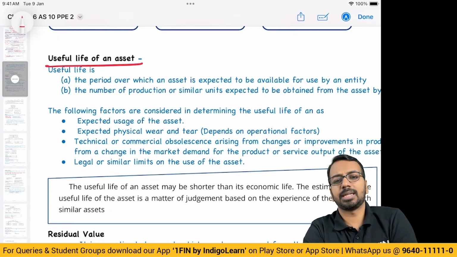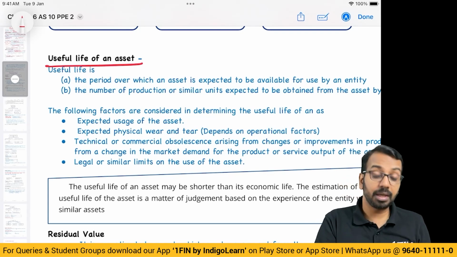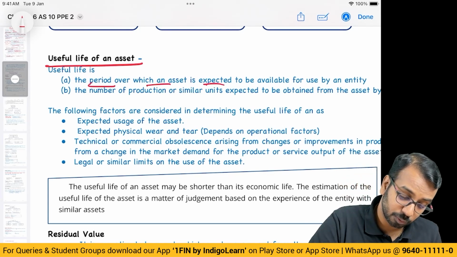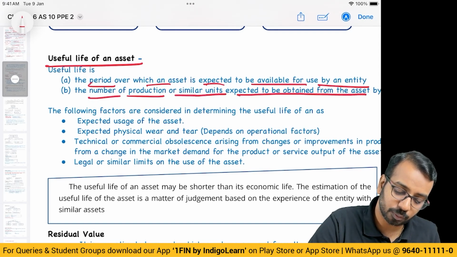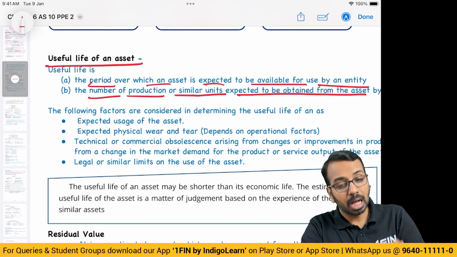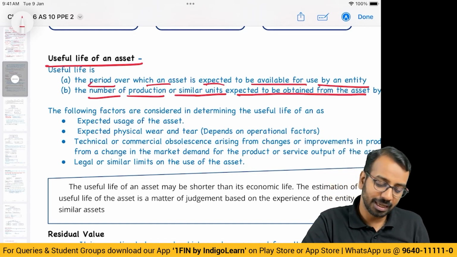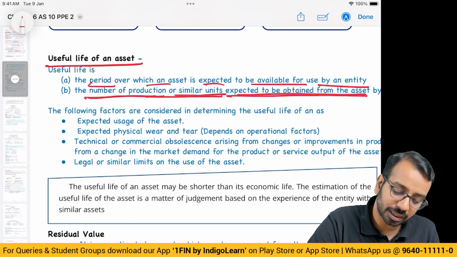So useful life is basically the period over which we use the asset. Now this period can be in terms of time. So it is the period over which the asset is expected to be available for use, or it can be the number of production or similar units expected to be obtained. So one is time. How many years will I use? That's the first thing. Second is number of production or similar units expected to be obtained.